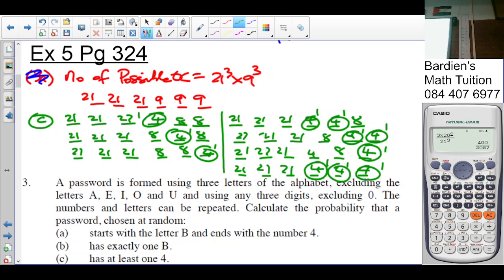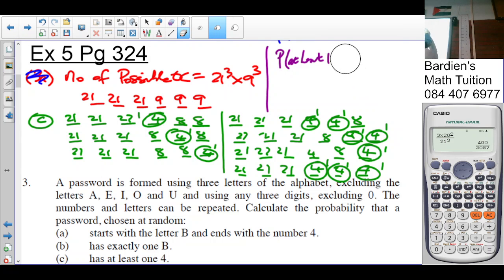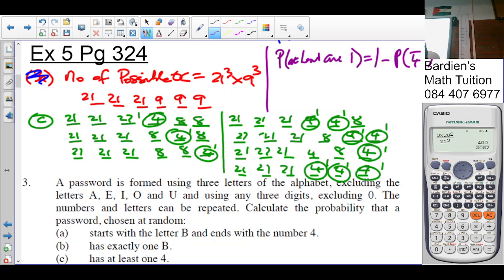But yesterday we discussed the complementary rule as well. Not so? This is exactly the same as saying the probability of at least 1 four is the same as 1 minus the probability of no fours. Not so? So that's the complementary rule. It always adds up to 1.